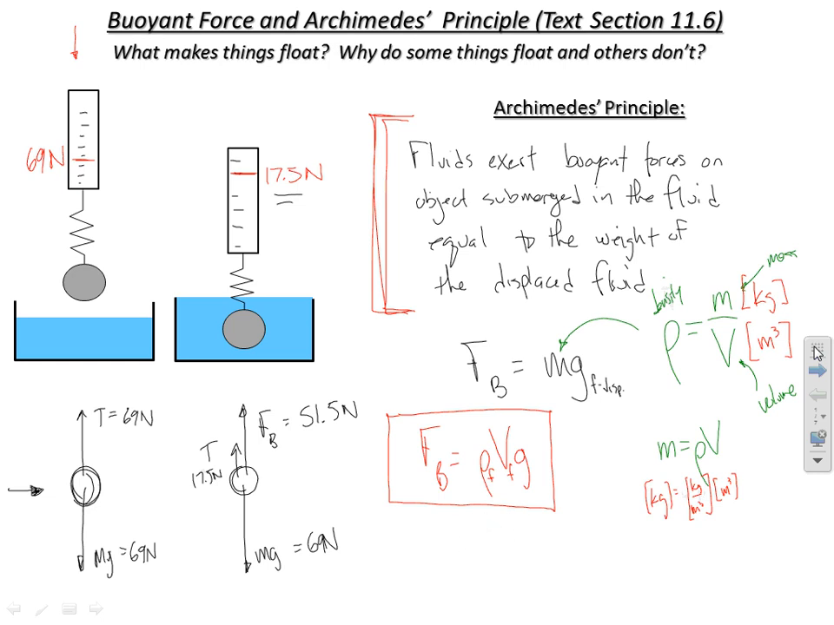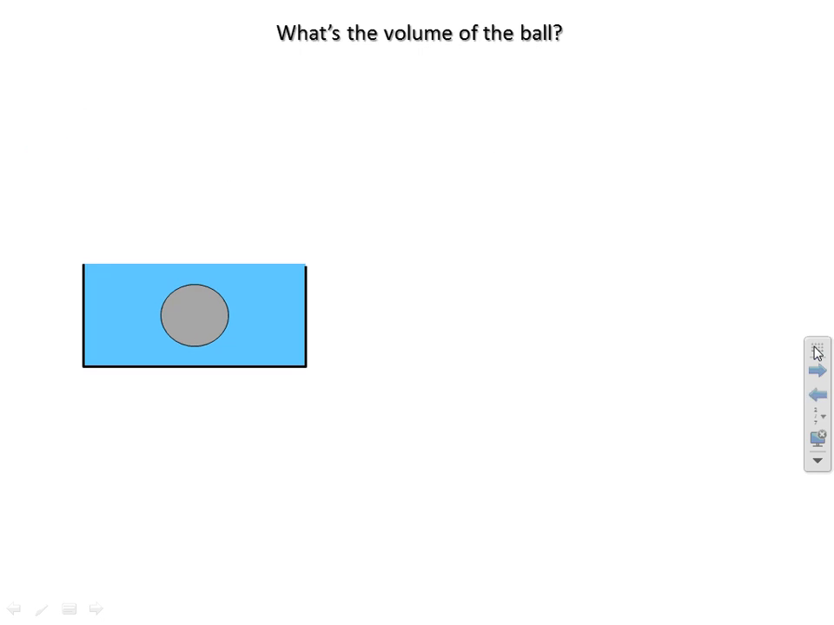Let's work with that on the next page here. If that's the case, then what's the volume of this ball? What we know is our FB. I'll start over with a free body diagram here. We have this mg, we have this tension force from the spring scale that's pulling up, and we have this buoyant force. Now, buoyant force is rho fluid V fluid G, which we know is 51.5 newtons. So we want the volume of the ball.